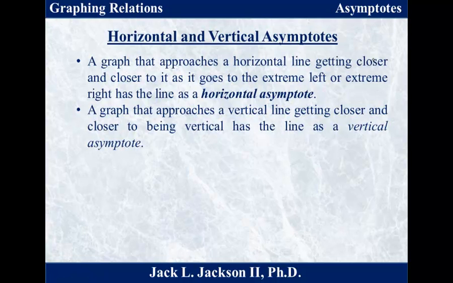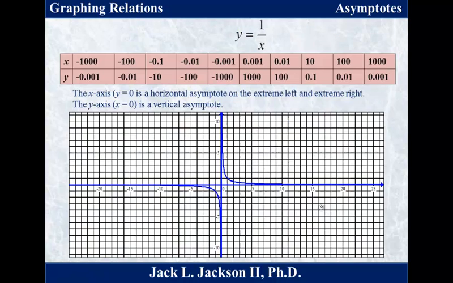Another characteristic a graph could have is what's called an asymptote. You don't really pronounce the P. It's not "asymptote" with a P, but just "asymptote." A graph that approaches a horizontal line, getting closer and closer to it as it goes to the extreme left or extreme right, is said to have a horizontal asymptote. The line itself is the asymptote, not the graph. The graph approaches that line asymptotically. If the graph gets closer and closer to a vertical line, getting closer and closer to being vertical, that's called a vertical asymptote.